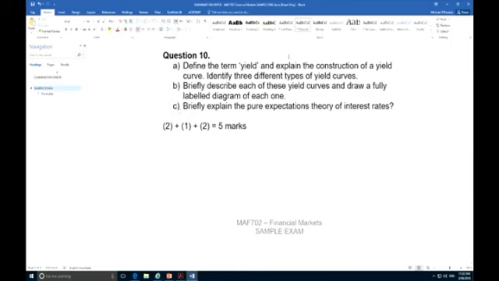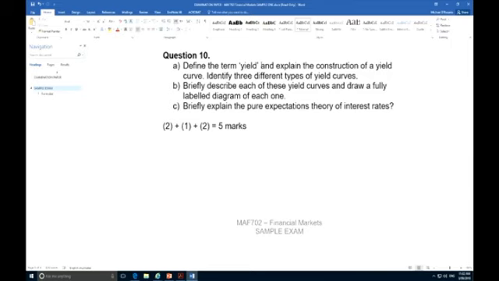Define the term yield and explain the construction of a yield curve. Identify 3 types of yield curve. So what is yield and what is a yield curve? Very simple concept, sometimes challenging to articulate under exam conditions. Yield is the excess, the amount earned over and above the amount that you invest in something. Essentially, it's the net gain in relation to a given investment. You can describe it any number of different ways. This is a very broad question.